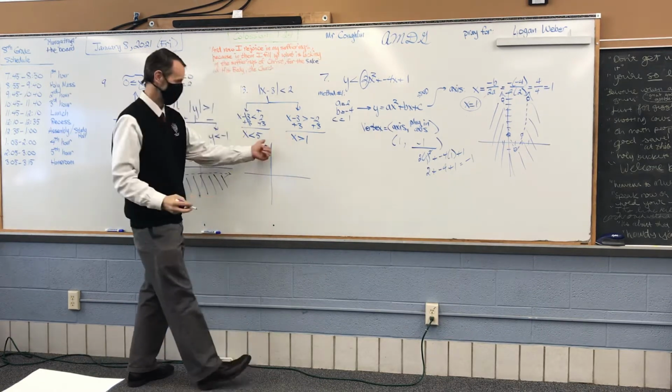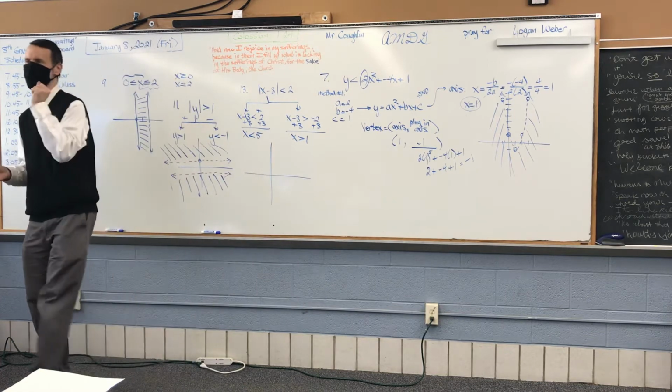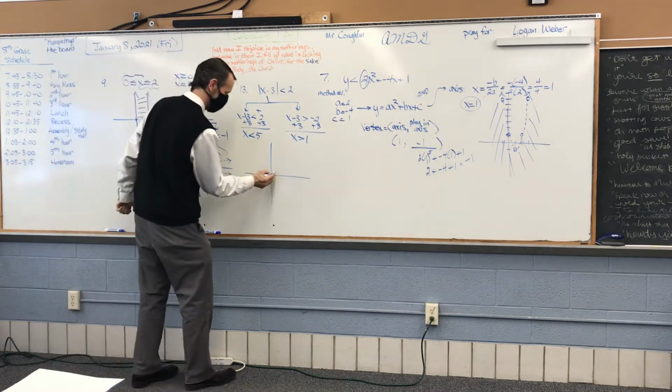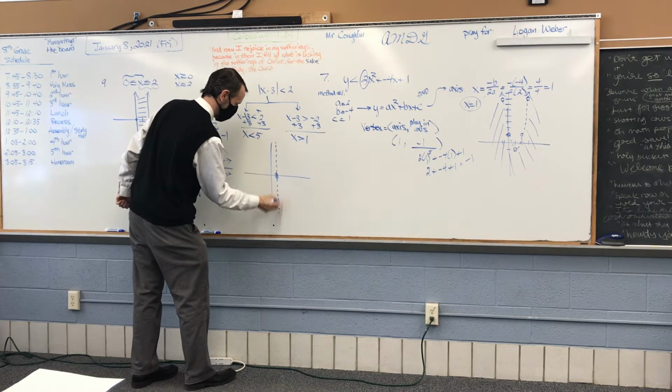So in this one, if you go over to 1 and 5, again, x equals 1 is not just a dot. It's an entire line. It'll be a dotted line. And then over to 5.